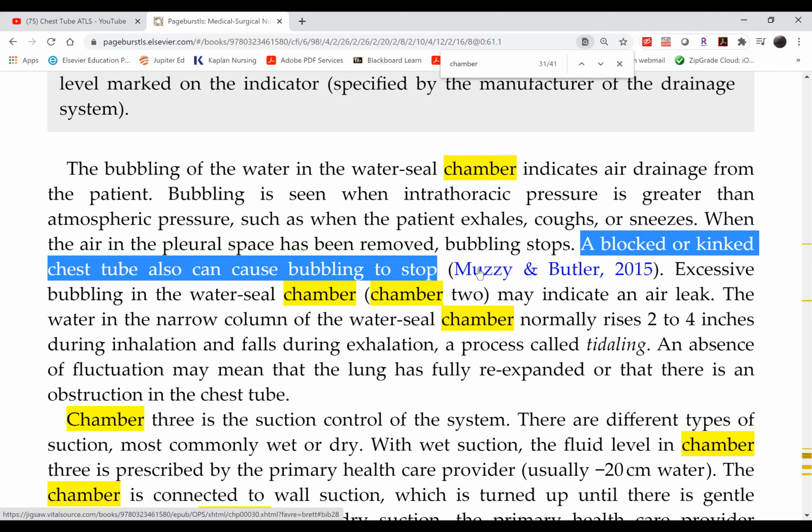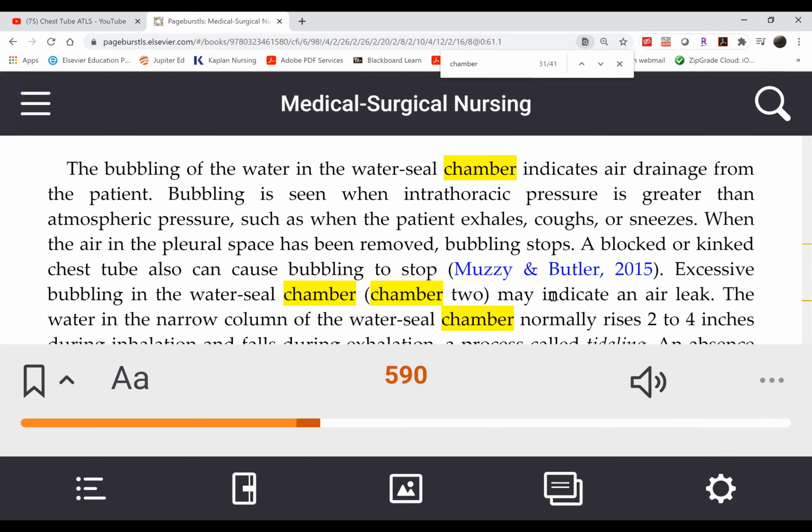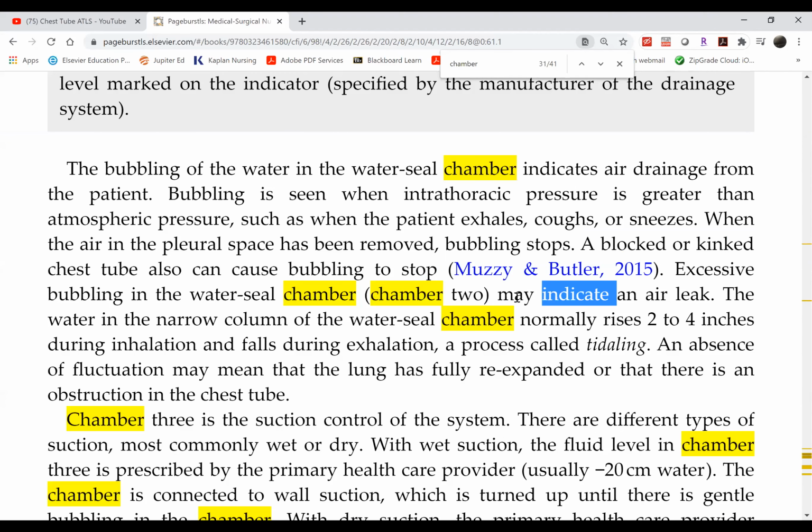With a blocked or kinked chest tube, there will be no bubbling because of course no air or fluid is coming out because your chest tube is blocked. So therefore you won't see any tidaling, you won't see any bubbling. When you do see continuous bubbling in chamber 2, that means there's a leak.